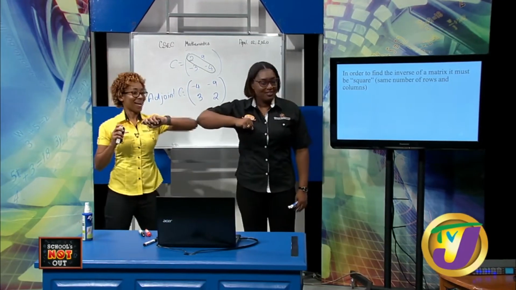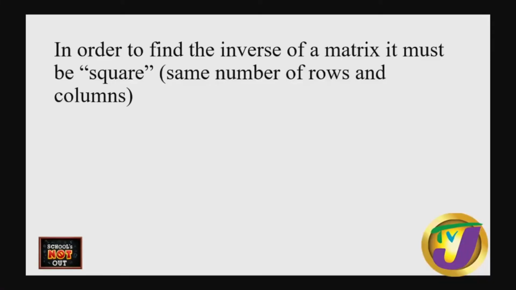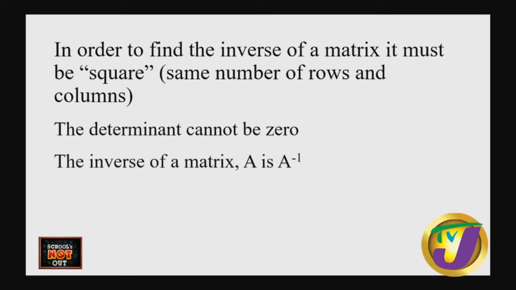All right. So it must have the same number of rows and columns. The determinant cannot be 0. And the inverse of the matrix is denoted by A to the -1.